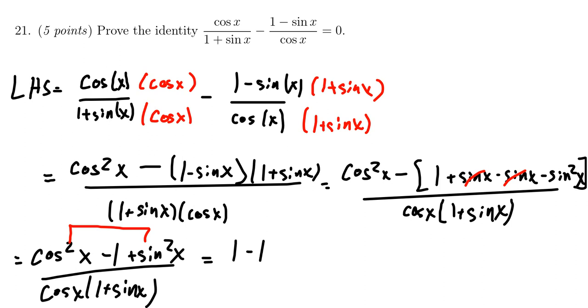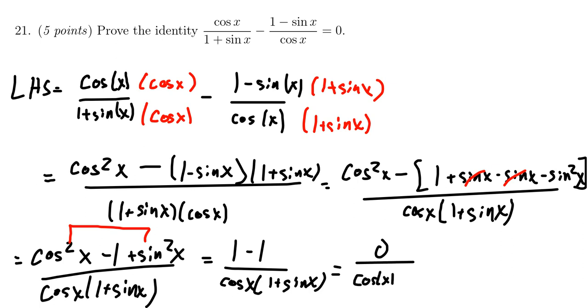You're going to get 1 minus 1 over cosine x times 1 plus sine x, like so. Then the numerator simplifies to be 0 over cosine x times 1 plus sine x. And whenever your numerator is 0, that's going to make the whole fraction 0. And that's equal to the right-hand side. So we've now proven this trigonometric identity.